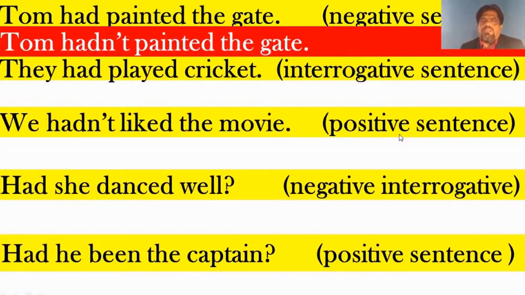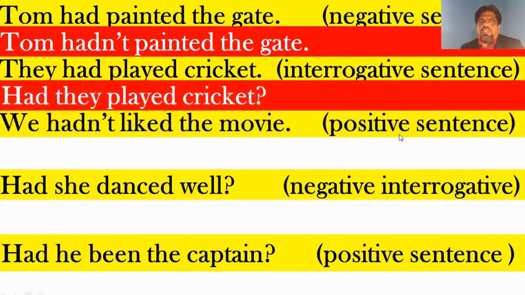Now you have to change "They had played cricket" into an interrogative sentence. How do you make an interrogative sentence? Take the word had before the subject. Exactly, you get the question: Had they played cricket? Don't forget to put the question mark.